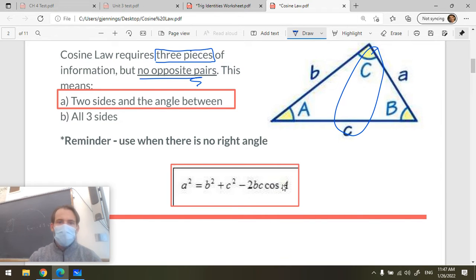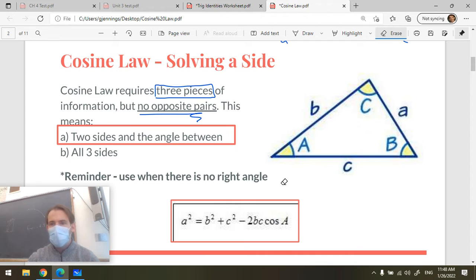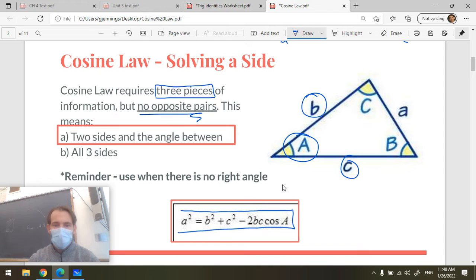When we're solving for the missing side, we need two sides and another angle, the angle between the two sides, because that would be our three pieces of information. Let's say we know angle A, and we know sides B and C, the two other sides. We can use this formula here. This is cosine law, where I have this side squared is equal to all of these things. So I can solve for this side using this formula.